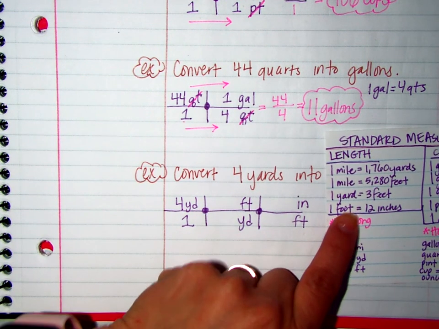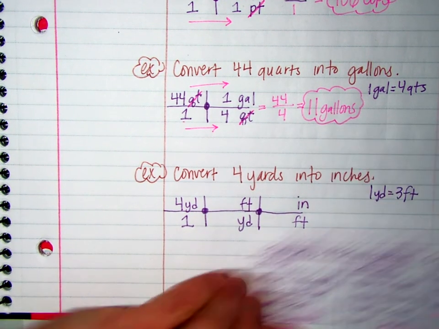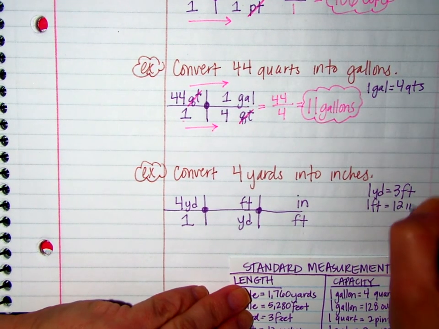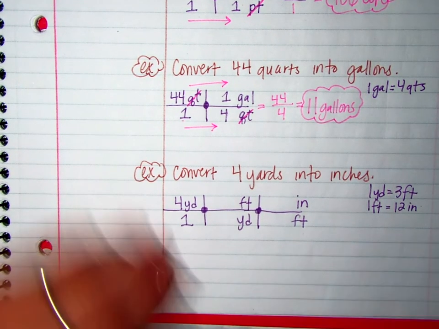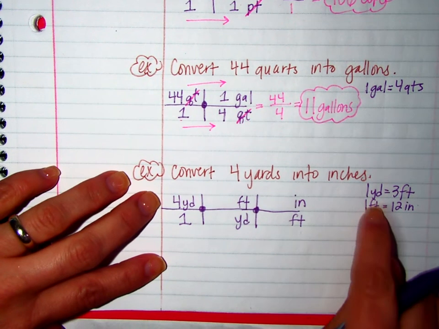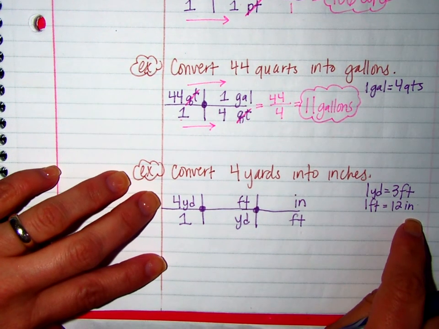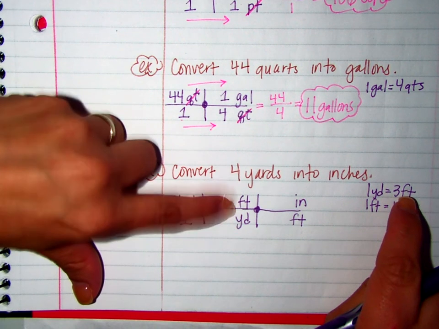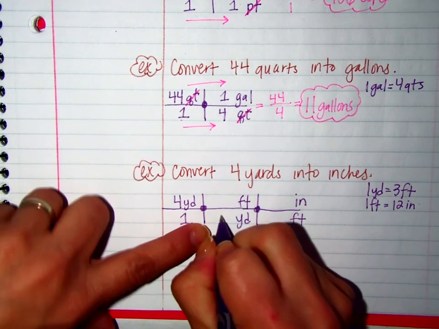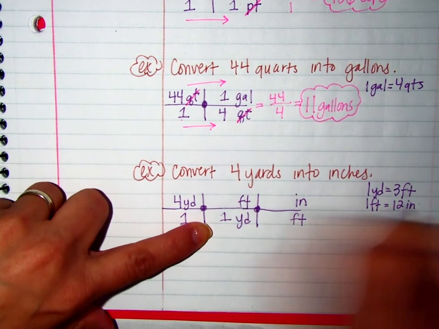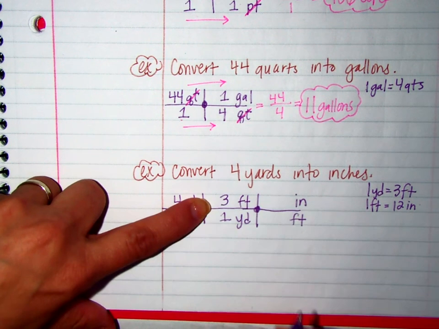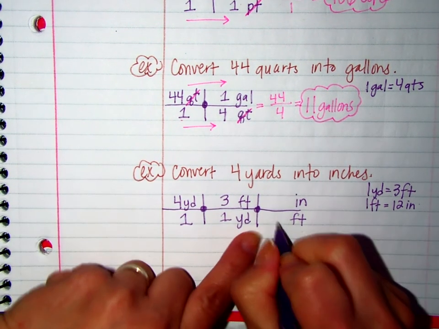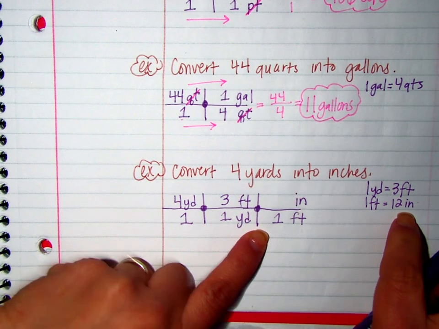1 foot is equal to 12 inches. So I'm going to write that down. 1 foot, 12 inches. Okay, now we have to make sure we write these numbers in the right spots. So 1 yard, 3 feet. We go to the fraction that has yards and feet. The 1 is going to go on the bottom. The feet is going to go on the top. So the 3 goes on the top. Now I go to the second fraction. The foot goes on the bottom. So 1 goes on the bottom. And the 12 goes on the top.